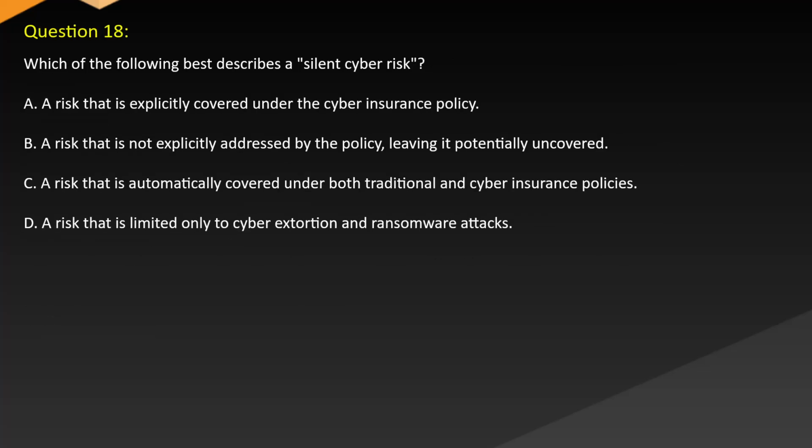Question 18. Which of the following best describes a silent cyber risk? A. A risk that is explicitly covered under the cyber insurance policy. B. A risk that is not explicitly addressed by the policy, leaving it potentially uncovered. C. A risk that is automatically covered under both traditional and cyber insurance policies. D. A risk that is limited only to cyber extortion and ransomware attacks.